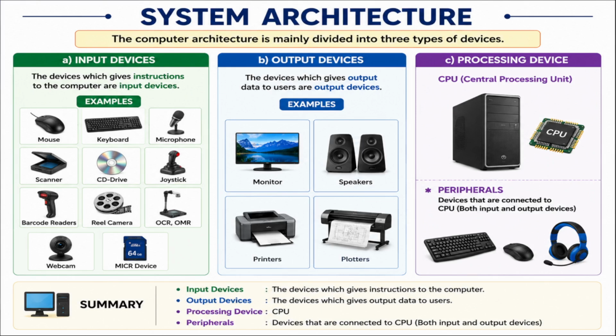In examinations like this they ask: is the CPU a peripheral device or not? Yes. See here, an input device is what gives the instruction. Whatever information you give is the input. Output device means whatever you give to the input device, it processes the data and gives the output. Processing device means CPU. Peripheral means devices connected to the CPU, both input and output.